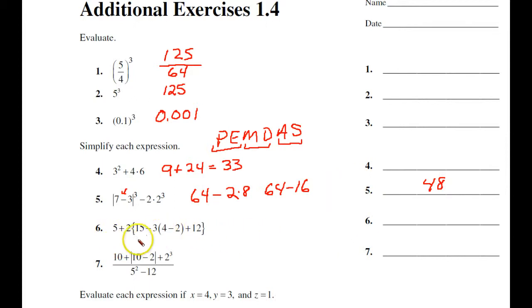Now, as we look at number 6, we go into the innermost parentheses first. So this is going to end up being a 2. Then we're going to do a negative 3 times 2 gives us, let's put it over here maybe, a negative 6. Then we have this 12 here. Then we have this 15. And in a sense, this is now in a parenthesis. And there's a 2 out there.